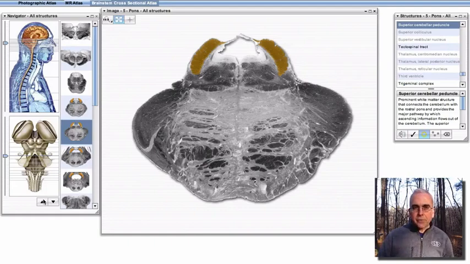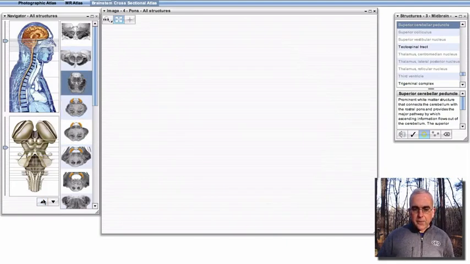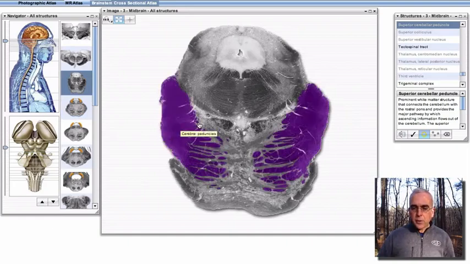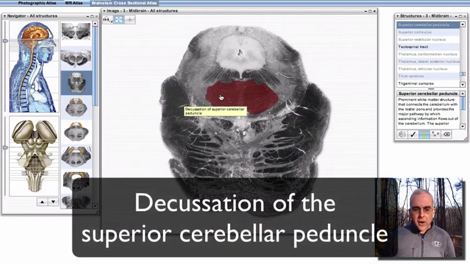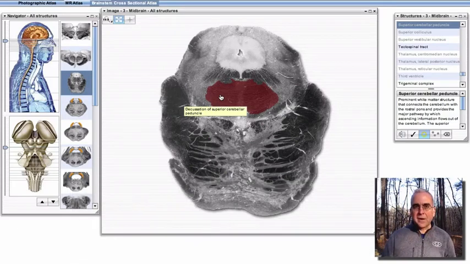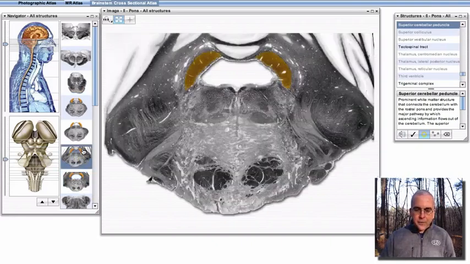And so these peduncles are leaving the cerebellum, and as they do so, they work their way into the tegmentum of the pons where they cross the midline. So we see a crossing of this peduncle called a decussation in the upper part of the pons. And that's really the primary feature I wanted to highlight in the sections between the level of the trochlear nucleus and the trigeminal nerve. So let's go back to the section that we were just viewing and highlight a few other features.